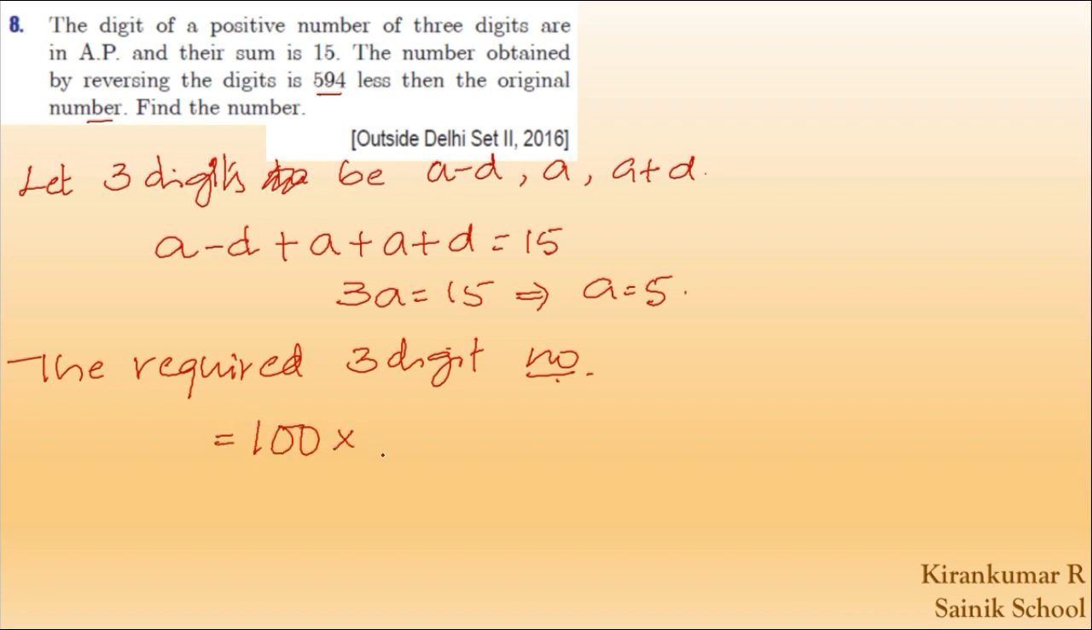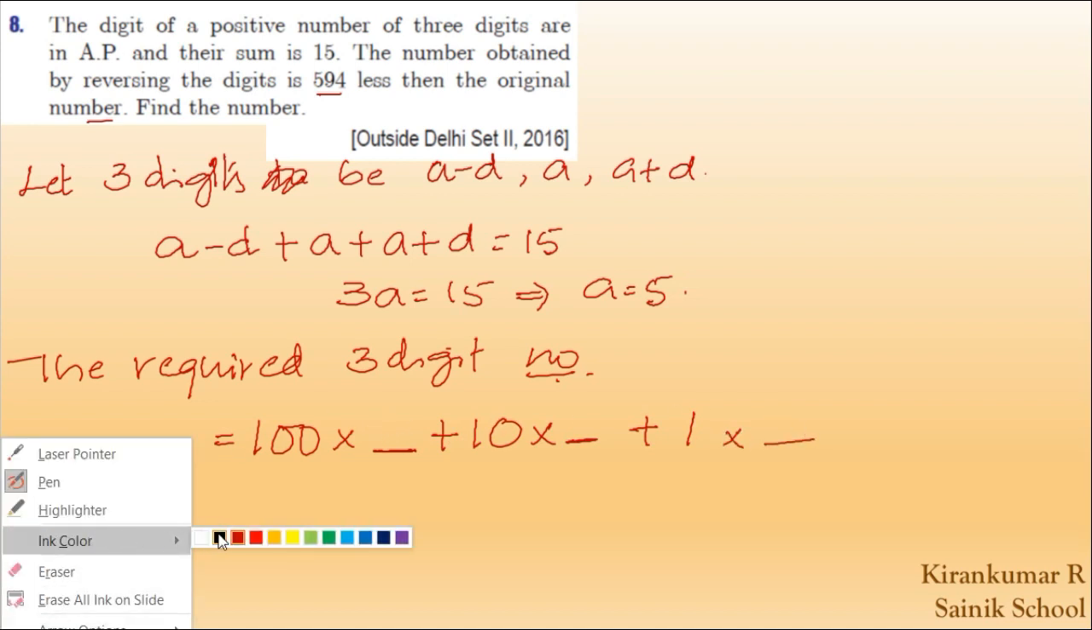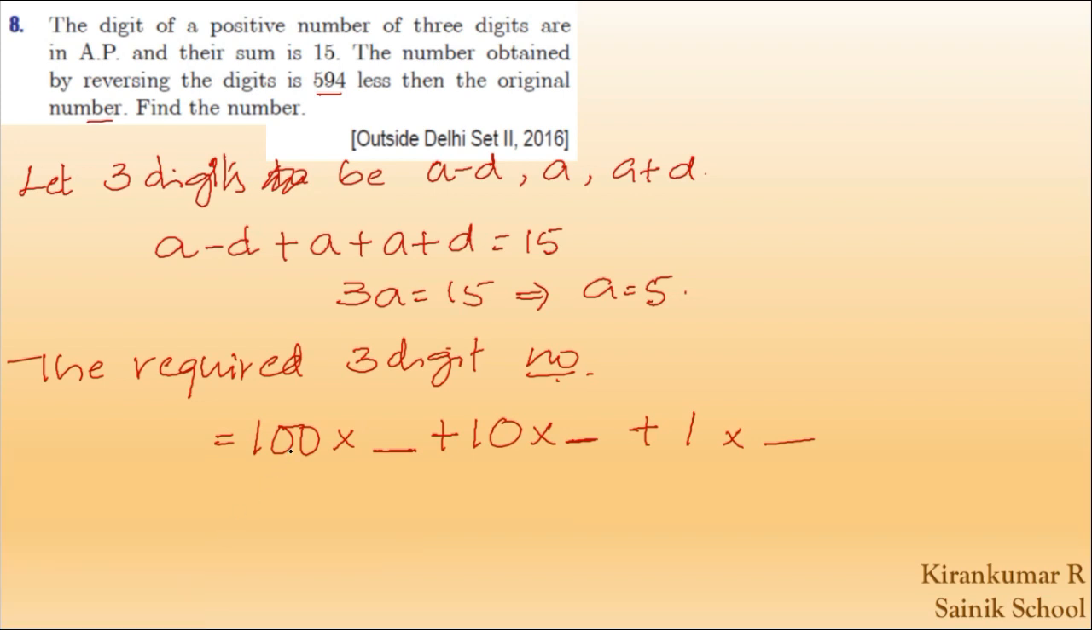100 multiplied to the place value plus 10 multiplied to something plus 1 multiplied to something. What is this something here? Let me change the color. Here 100 is multiplied to the digit A minus D, and 10 is multiplied with the digit A, and 1 is multiplied to A plus D. This is a general way of writing a 3-digit number.